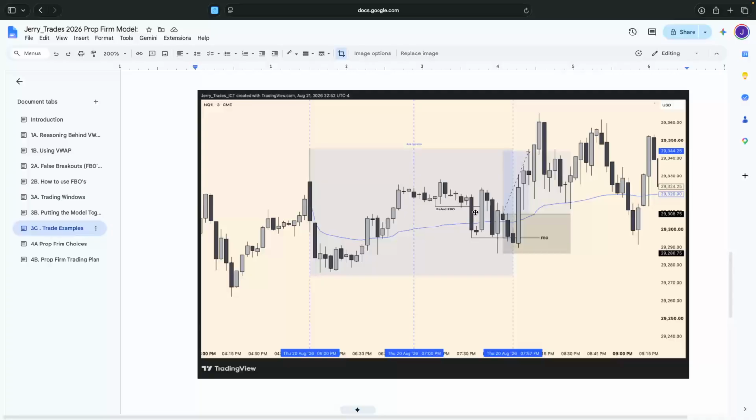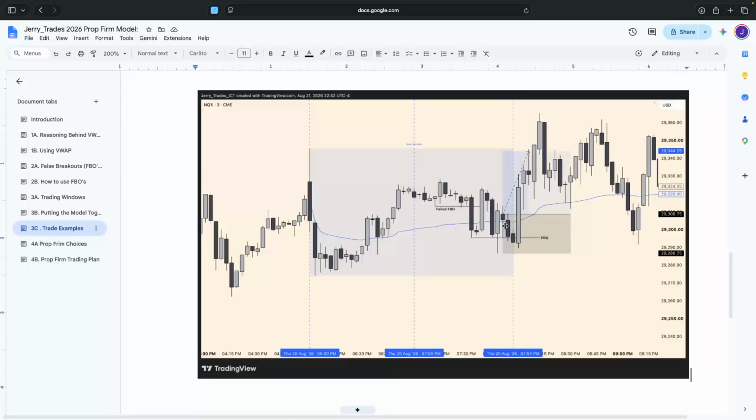As you can see, I have marked out a failure to breakout. And the reason why this is a failed one and we did not take it is because, as you can see, we do close below VWAP, but as you can see here, we expand higher. Should we enter? No, right? Because we're above VWAP, we should be looking for shorts, right?